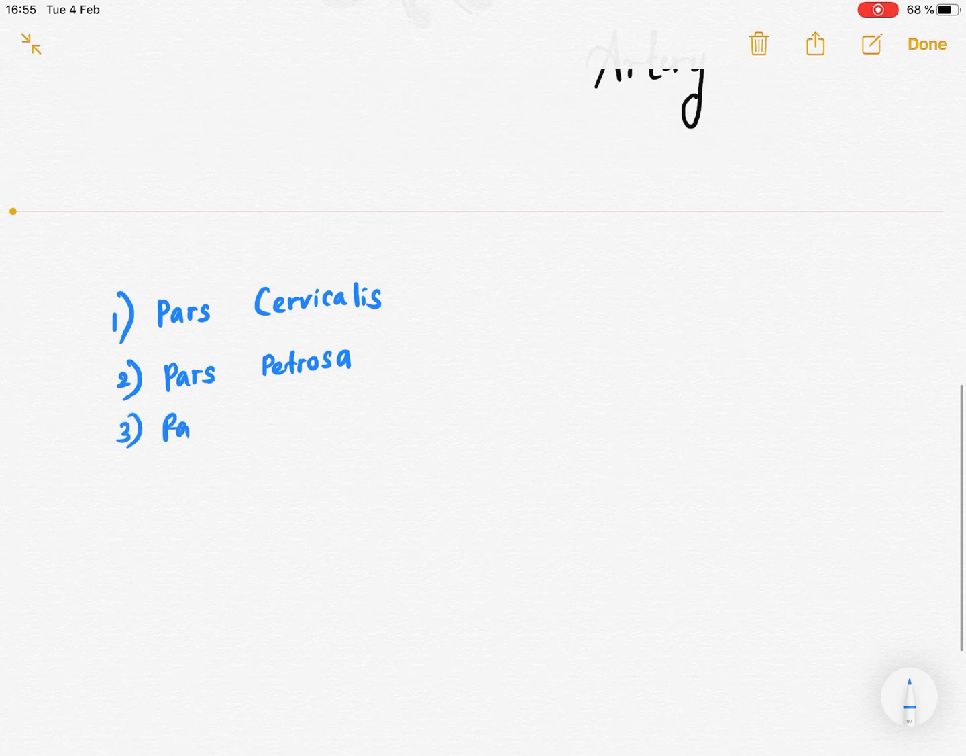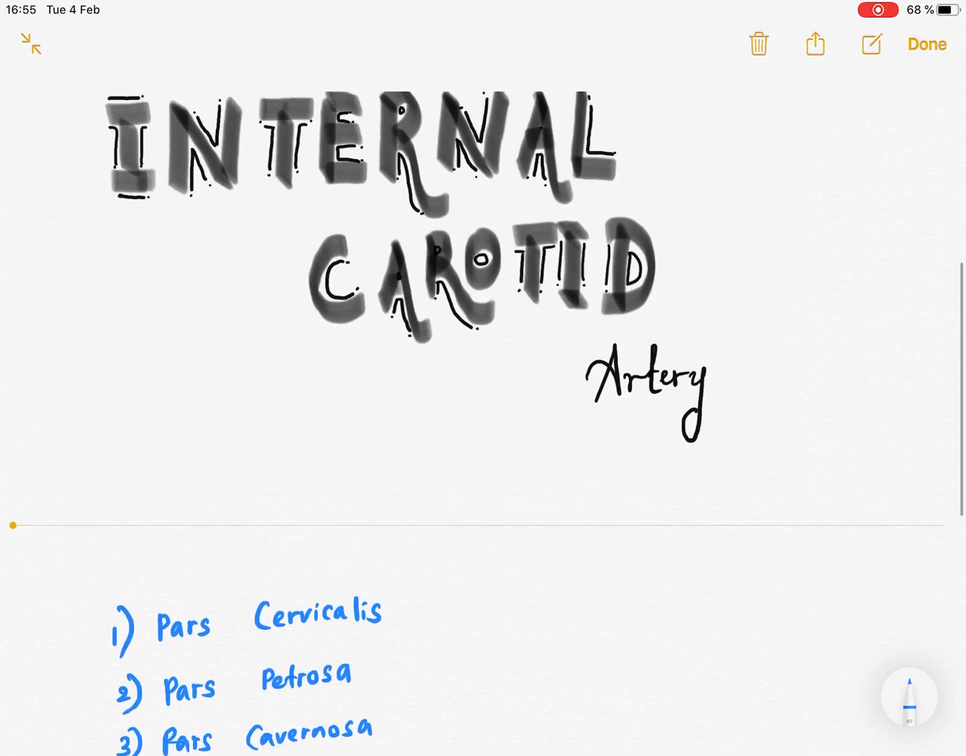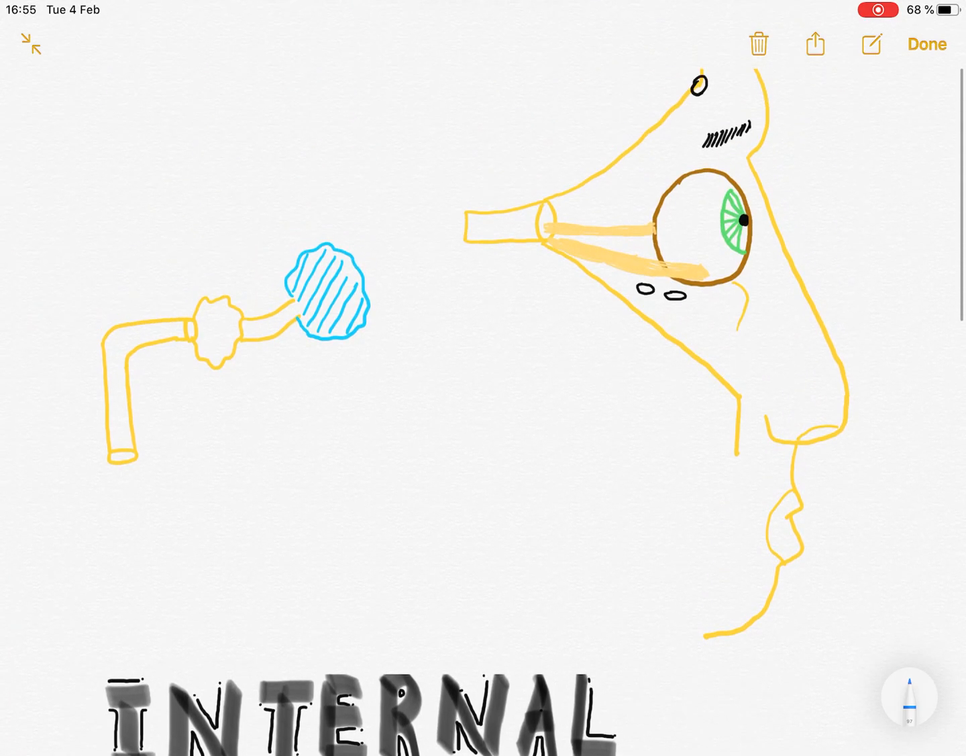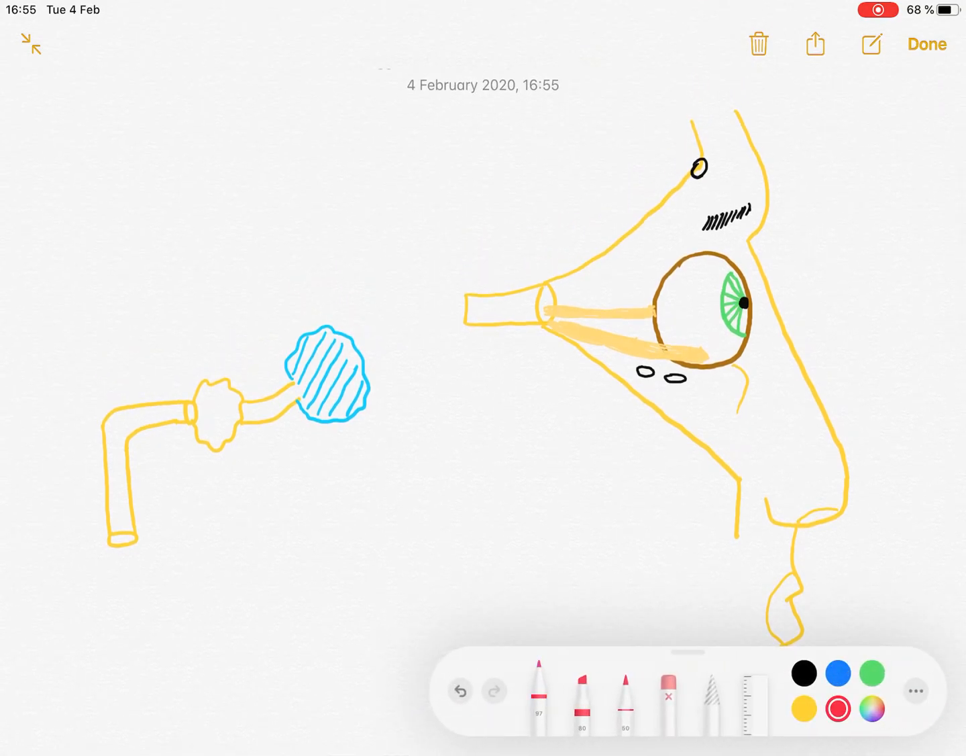The third one is pars cavernosa, and that is where we have the sinus cavernosus. And finally we have pars cerebralis. That's not hard at all. So let's begin. I will be drawing all the branches of the internal carotid artery.